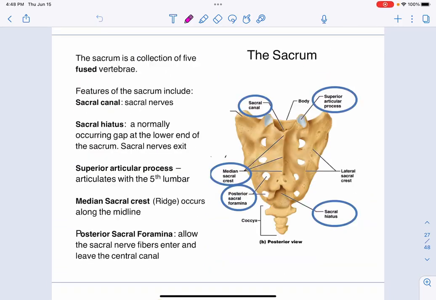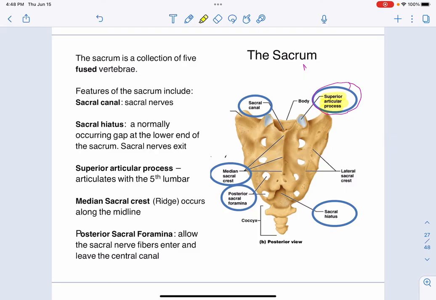All right, let's move on to the anatomy of the sacrum. So the sacrum is a fusion of 5 individual vertebrae. And the 5th lumbar vertebra, the last of the lumbar vertebrae, is going to articulate with the superior articular processes on each side.